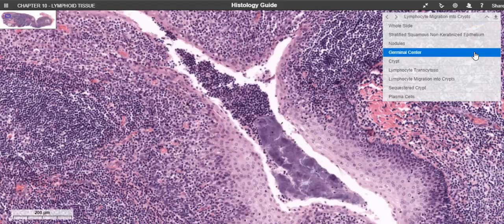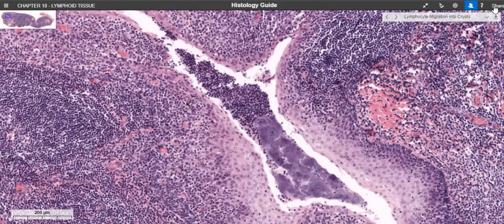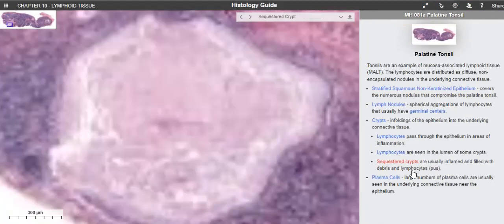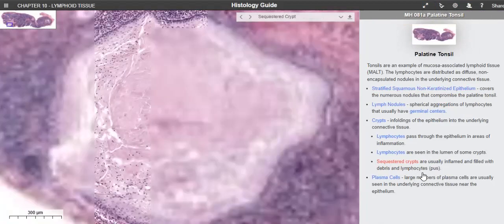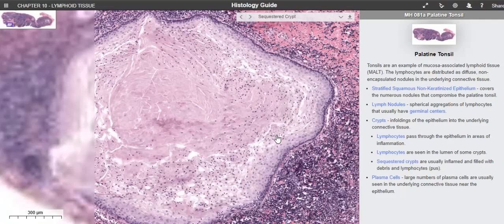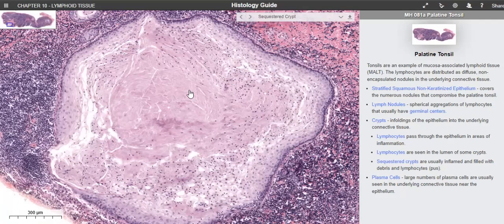So let's see. Maybe I should share these notes with you here. I've shown you the lymphocytes. This is a longitudinal section of a crypt with some lymphocytes. Maybe I should show you a transverse section, what are called sequestered crypts. They are usually inflamed and filled with debris. The debris is some tissue and lymphocytes, the pus, like this one. This is a crypt in a transverse view. You can see the pus, debris, and some dead lymphocytes.